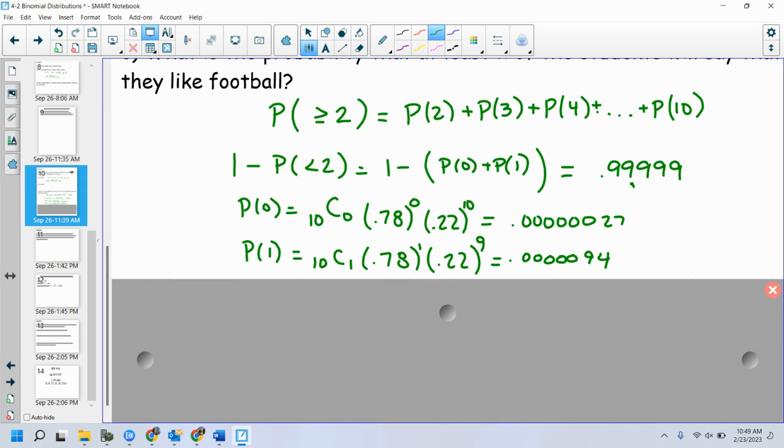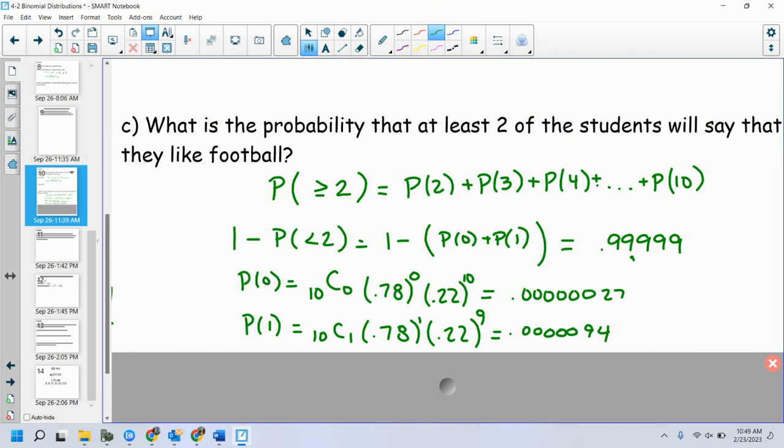Almost certain, right? Almost certain that if they chose 10 people, at least 2 of them would say that they like football. At least 2.